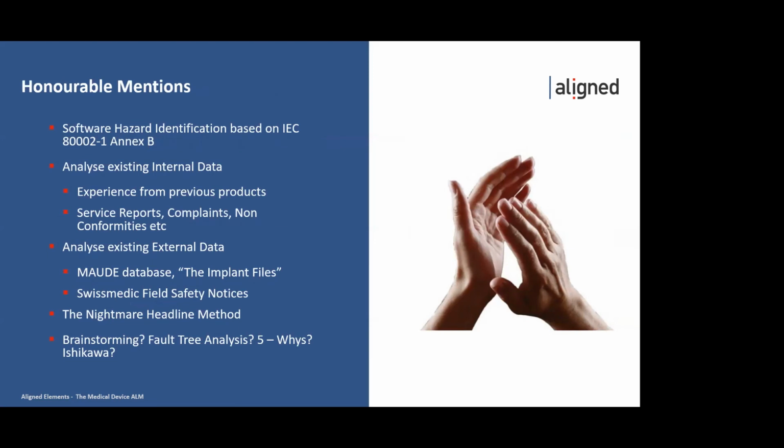There are plenty more. We haven't talked a lot about software. We haven't talked a lot about cybersecurity. We haven't talked at all about process risk assessments. There is a good IEC standard which comes with software hazard identification in one of the annexes. So if you have software and you don't know where to start, that's a good place to look. Then, of course, there are things that you already know. You should look at your internal data, being experience from previous products, looking at service reports, complaints, non-conformities. We can extract a lot of known risks from that, which you can implement in your new versions of your device.